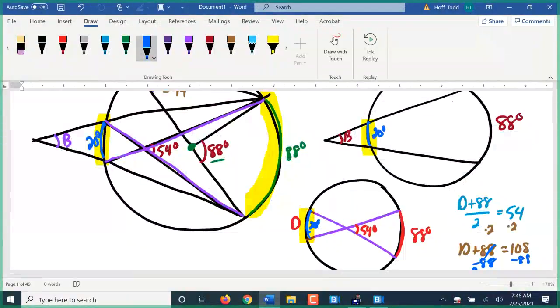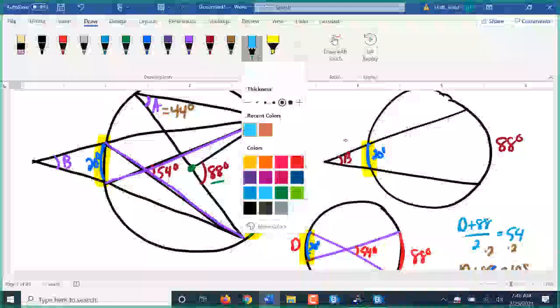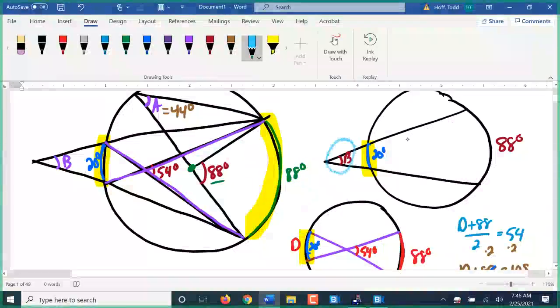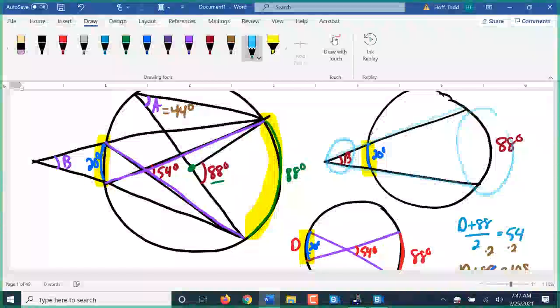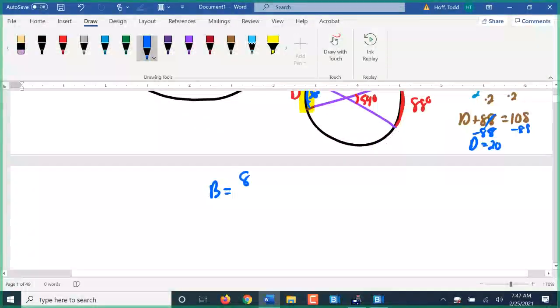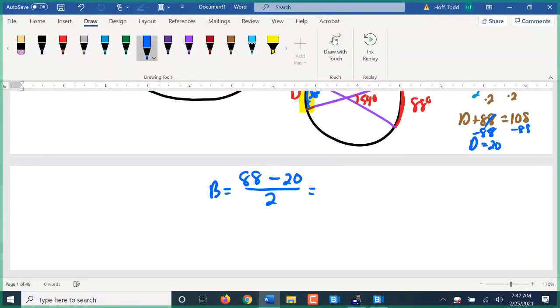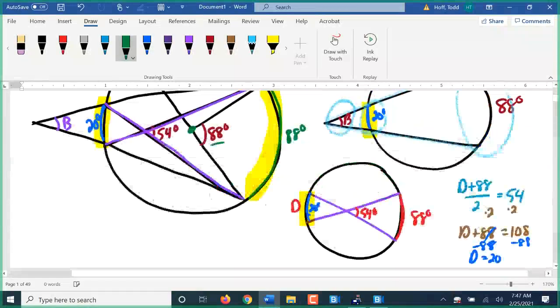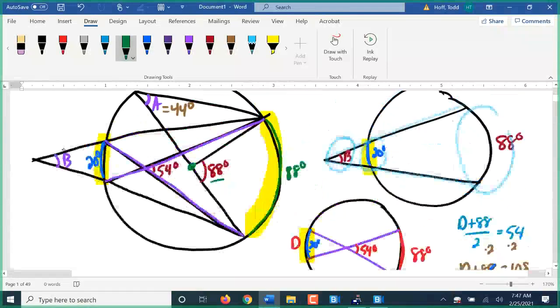Now to find angle B, this is a secant angle. I have the big arc and the little arc. I know that angle B is simply the big arc of 88 minus the little arc of 20, divided by 2. 88 minus 20 is 68. 68 divided by 2 is 34 degrees. So this angle out here will be 34 degrees.